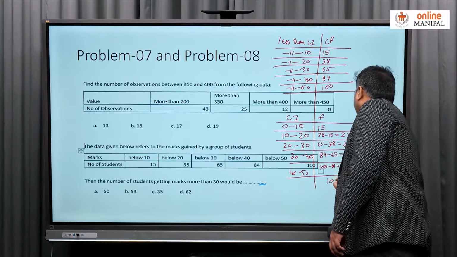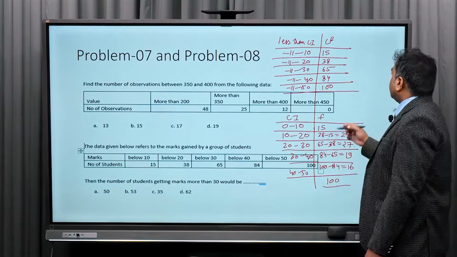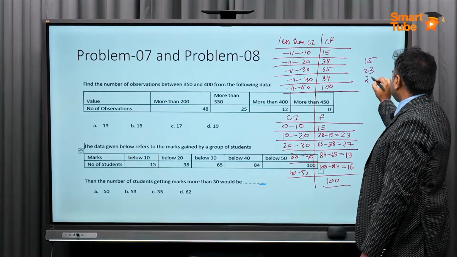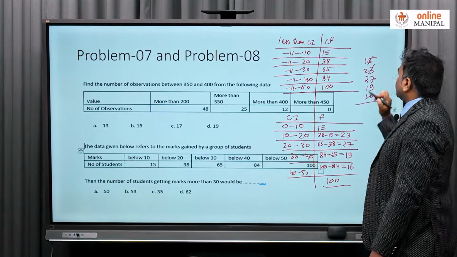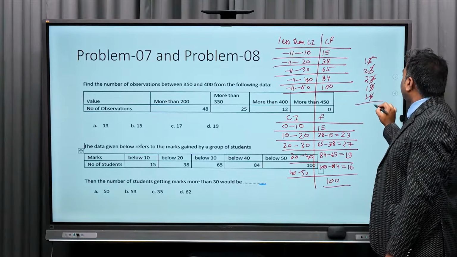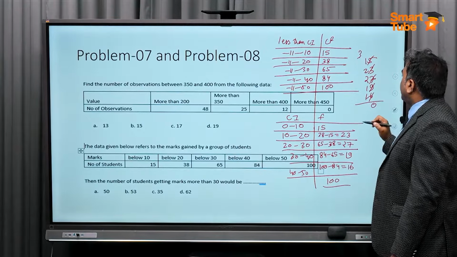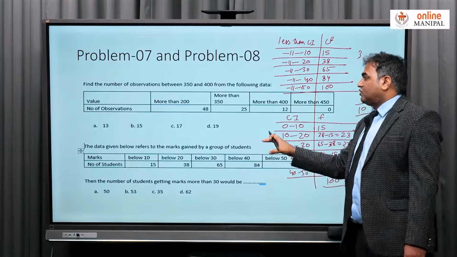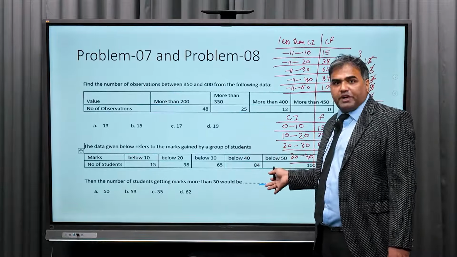The total should be 100, so you can cross verify this. 15 plus 23 plus 27 plus 19 plus 16. If you do the sum, 5 plus 3 is 8, 8 plus 7 is 15, 15 plus 9 is 24, 30, 3 carry, 3 plus 1 is 4, 4 plus 2 is 6, 6 plus 2 is 8, 9, 10, 100. The total is 100, which means this calculation is correct. So data is given where we have less than class interval with less than cumulative frequency.